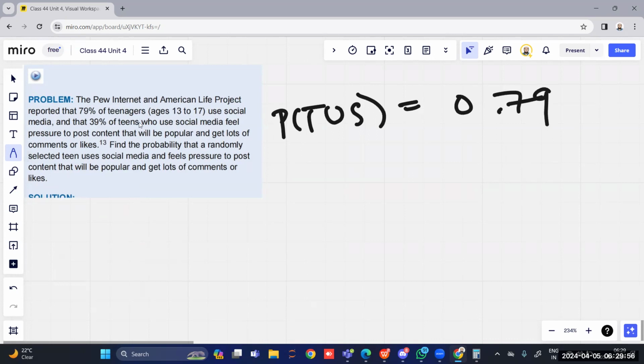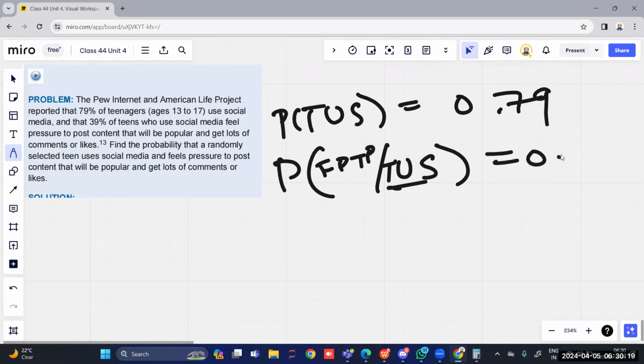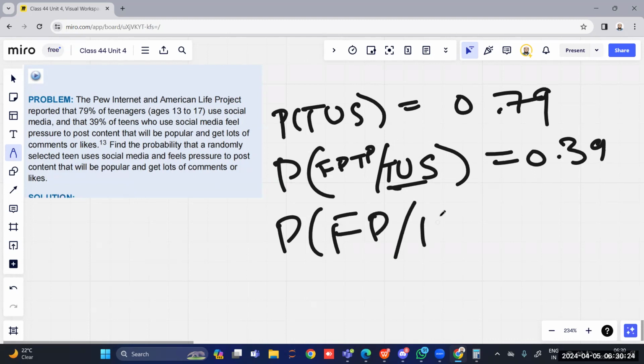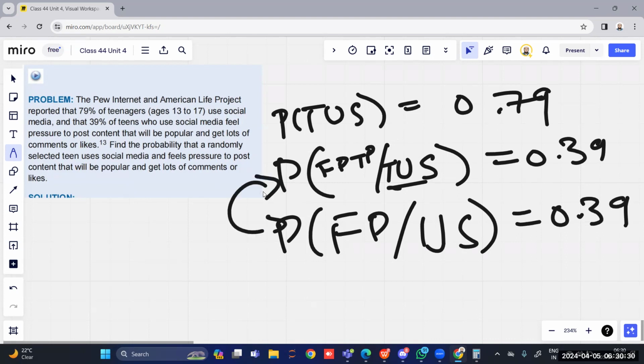And 39% of the teens who use social media feel pressure to post content or likes. So there is a condition there, and the probability is 0.39. So we can write: probability of feeling pressure, given that they use social media, is 0.39. I've rewritten this in shorter form.